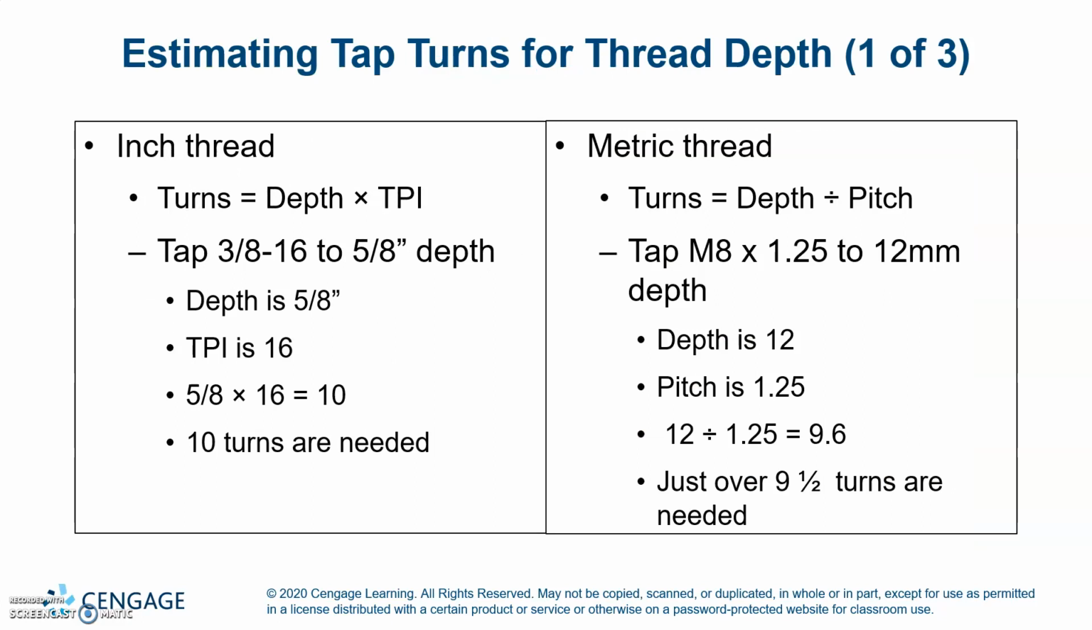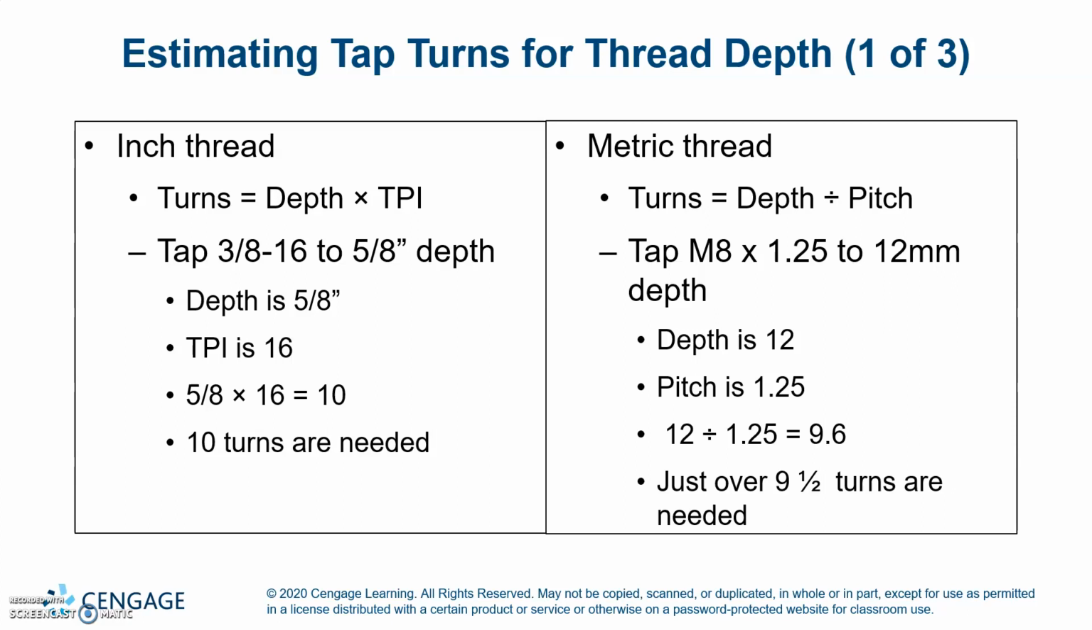Estimating tap turns for thread depth. For inch threads, turns equals depth times TPI, which is threads per inch. So for a 3/8-16 tap to 5/8 depth, the depth is 5/8, threads per inch is 16, so 5/8 times 16 is 10. 10 turns are needed. For a metric thread, turns equals depth divided by pitch.